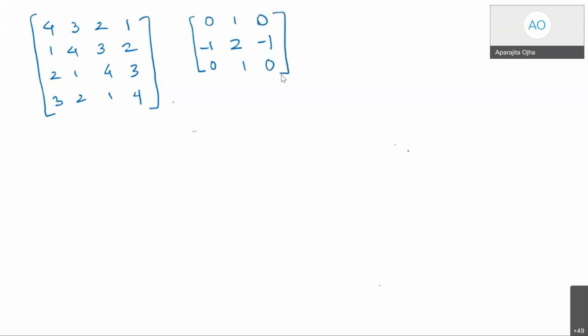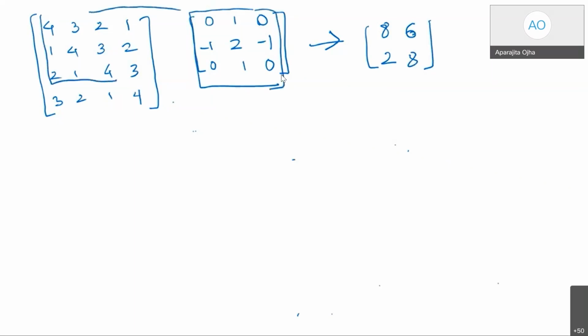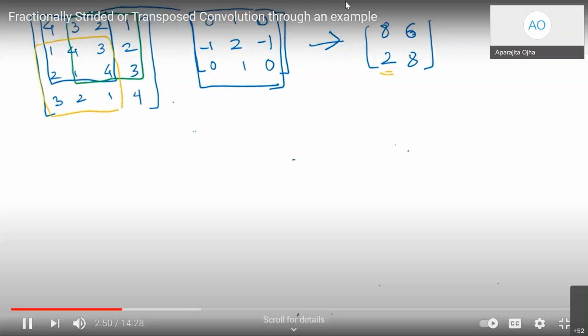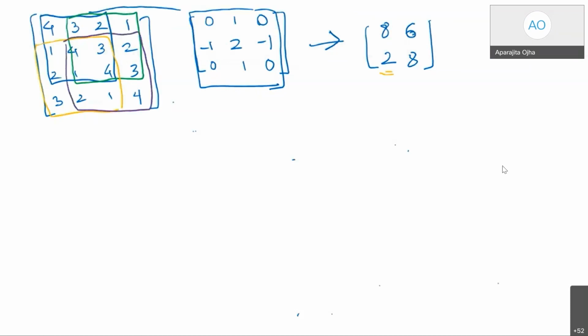You know how to perform convolution operation on this. So this will lead to a 2x2 matrix, which you know how to compute. So 8, 6, 2, 8. You know that we will be applying convolution operation by taking the dot product of this matrix with first the entries here, then the second entry can be calculated by taking that dot product of the same filter with the entries here. The third entry, which is 2, will be obtained by taking the dot product with this, and finally taking the dot product with this part of the matrix. This 8 will be obtained.